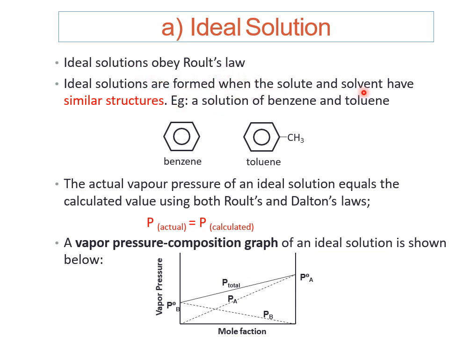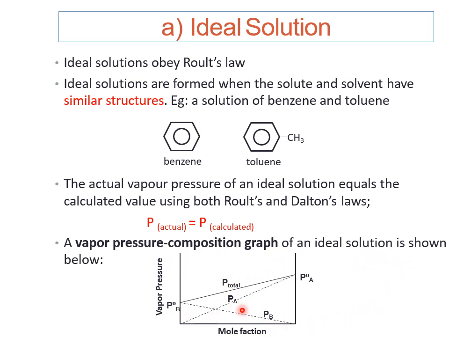An ideal solution basically must obey Raoult's law. Ideal solutions are formed when the solute and solvent have similar structure. For example, benzene and toluene have a similar ring, a 6-membered ring altogether, except toluene has a methyl group at the end here. The actual vapor pressure of the ideal solution must be equal to the calculated value from both Raoult's law and Dalton's law. We must say that for ideal solutions, P actual must be similar to P calculated.